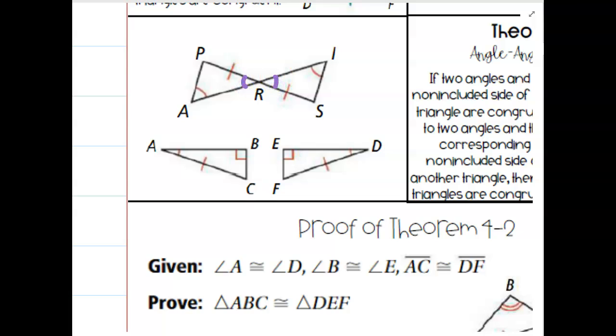Yeah, I guess I'd have to do two marks there, right? Yeah, because they're vertical angles. So you have your angle, angle, side, angle, angle, side. Or they could all be marked like this one.